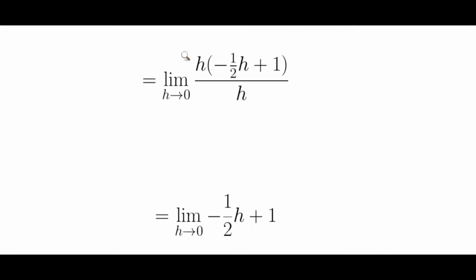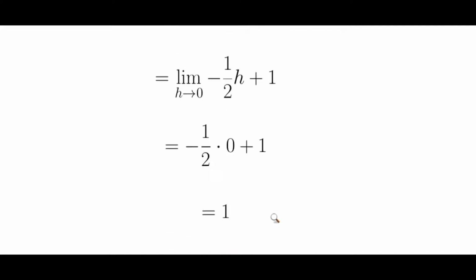All right, so here's my h's. I'm going to cancel them. This is what's left over. There's not even a denominator. So this means it is very safe for me to plug in 0 for h, and that's what I'm going to do, and you'll probably see what I'm going to be left with. So I plug in 0 for h. Negative 1/2 times 0 is 0. I get 1.